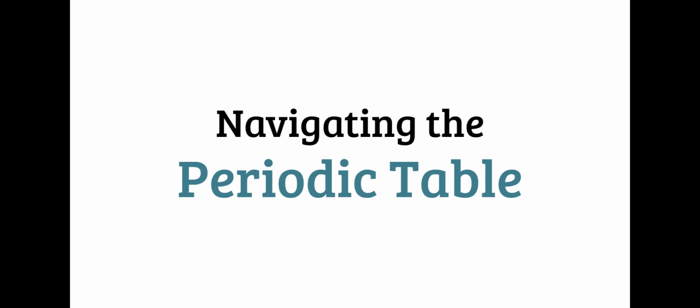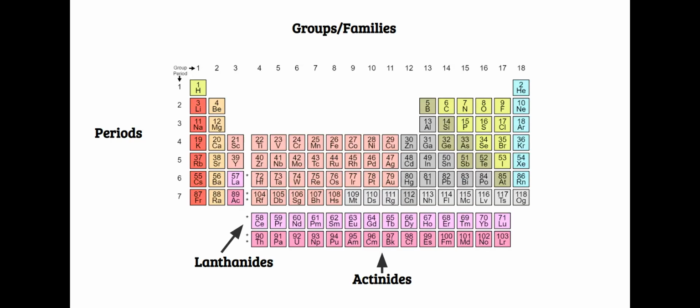So today we're going to be learning about navigating the periodic table and how the periodic table can display trends and information about different elements. So the organization of the periodic table: the 1 through 18, or our columns up and down, are called groups and families, and then our rows left to right, the 1 through 7, are called periods.